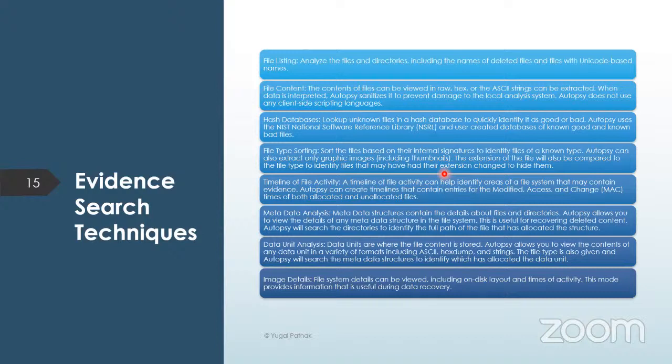And the last one is the data unit analysis. In data unit analysis, we can check where the file content is stored. For example, at which logical block address it is stored, on which sectors, and in which partitions it is located. There are different freeware tools available where you can do sector-level or logical block addressing level analysis of the digital media.